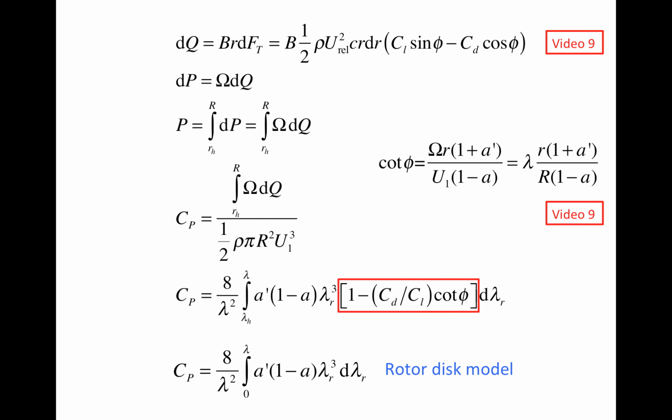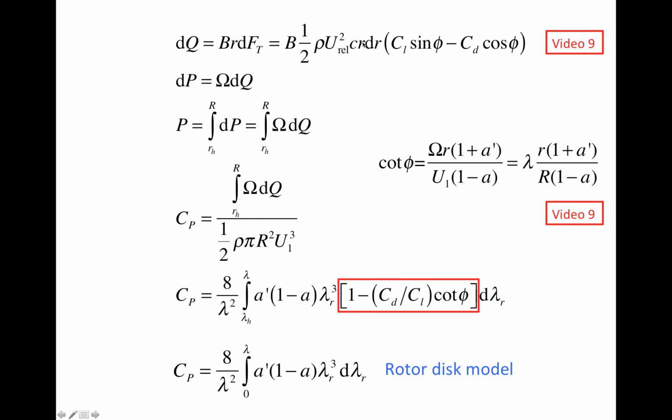In the 9th video, we derived the torque acting on each rotor ring. This is an expression for the torque acting on every annulus ring. Here CL and CD are just the lift and drag coefficients for the particular airfoil used at the cross section located at the radius r. Small r is the radius of that particular cross section, that particular airfoil.